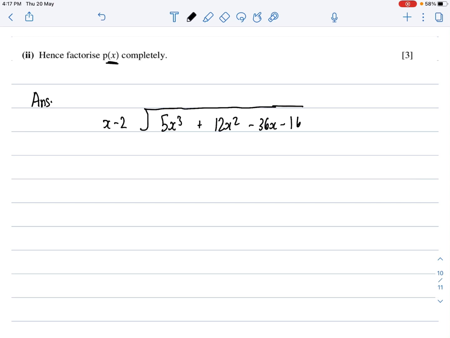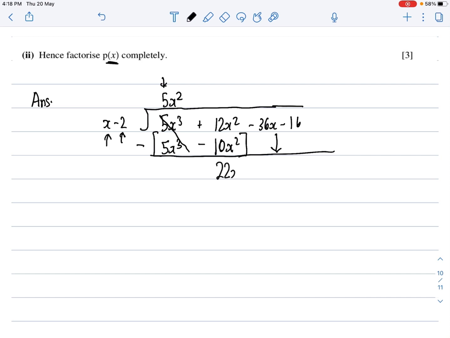Now, simple long division. I need a 5x cube here. So what should I multiply x by to get a 5x cube? I can simply multiply it by 5x square. Now I can do minus 2 into 5x square, which gives me minus 10x square. Now I multiply this whole thing by negative, so this will get cancelled here, and I'll get 22x square minus 36x minus 16 here.